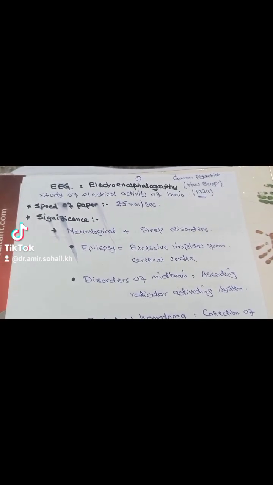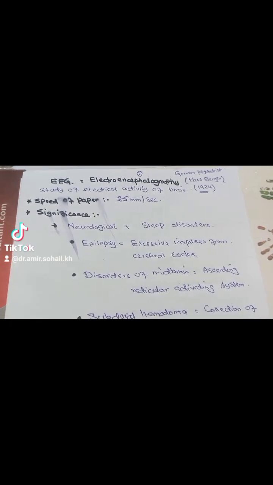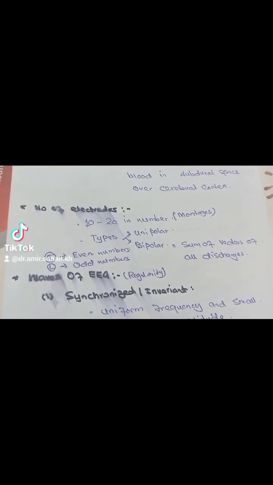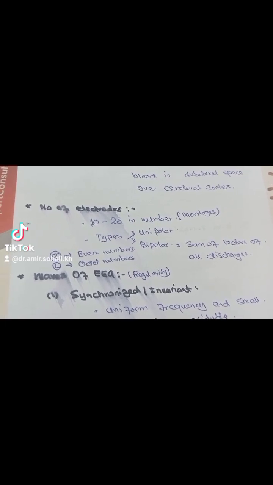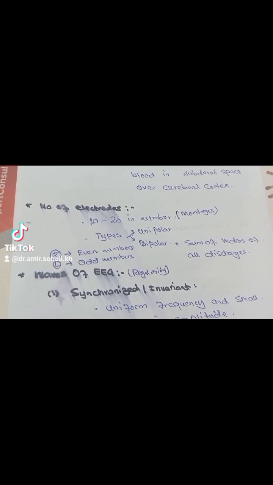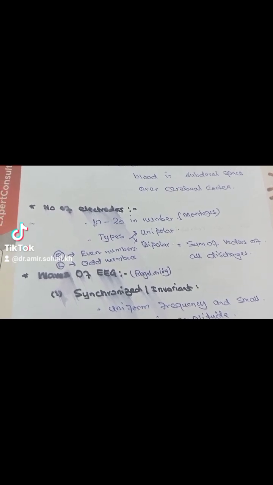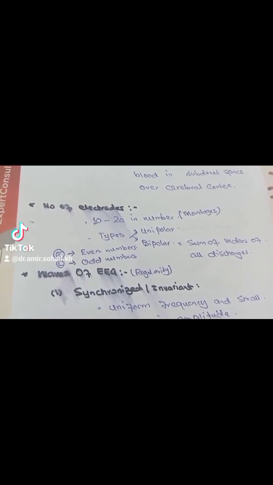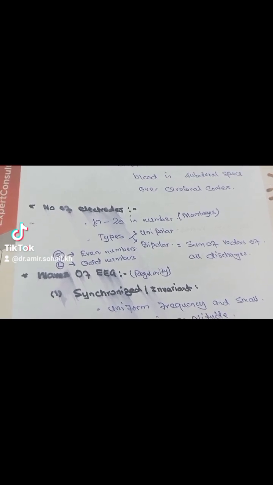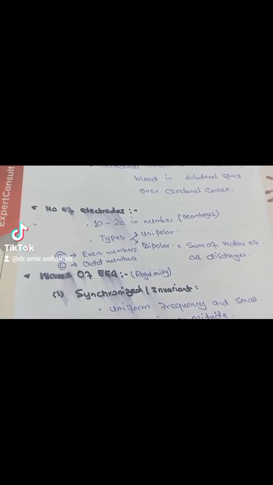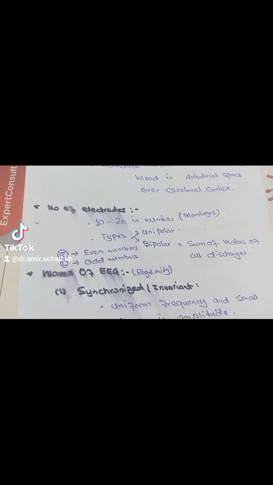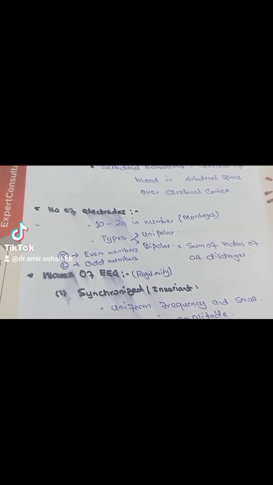The speed of paper on EEG is 25 mm per second. The electrodes placed on the scalp of the EEG machine are called montages. These are basically 10 to 20 in number. They are of two types, unipolar and bipolar. In unipolar montages, one electrode is placed on the scalp and the other electrode is placed elsewhere in the body. In bipolar, both the electrodes are placed on the scalp.